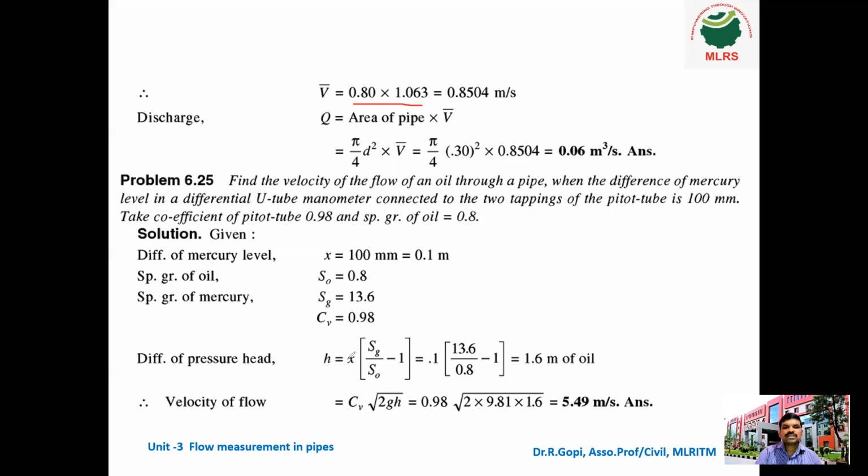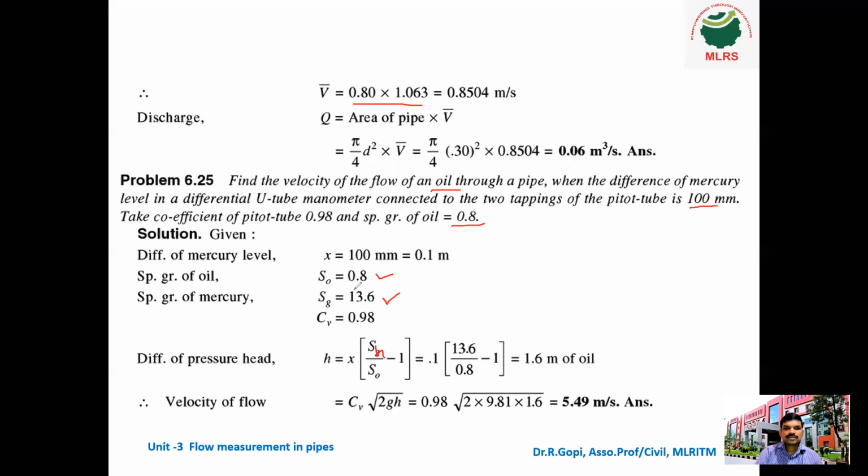So h is equal to x into Sh divided by S0 minus 1. So what is x? Difference in the mercury level, 100 mm. If you convert it into meter, it means 100 divided by 1000, 0.1. Sh is 13.6 and S0 is 0.8. This is not water. This is some oil flowing. Water means the specific gravity S0 is 1. So for oil, the specific gravity given is 0.8.